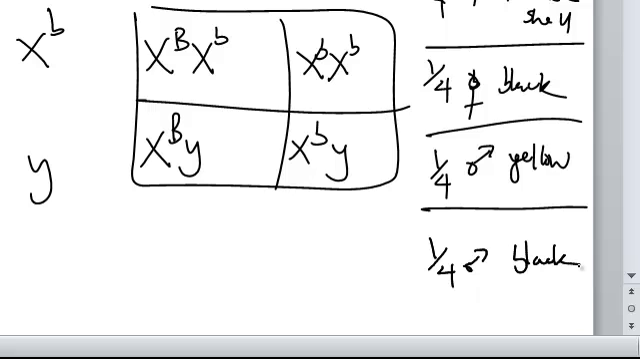Okay, that's it. So hopefully that's one example of a sex-linked situation that helps you understand the patterns of sex-linked inheritance.